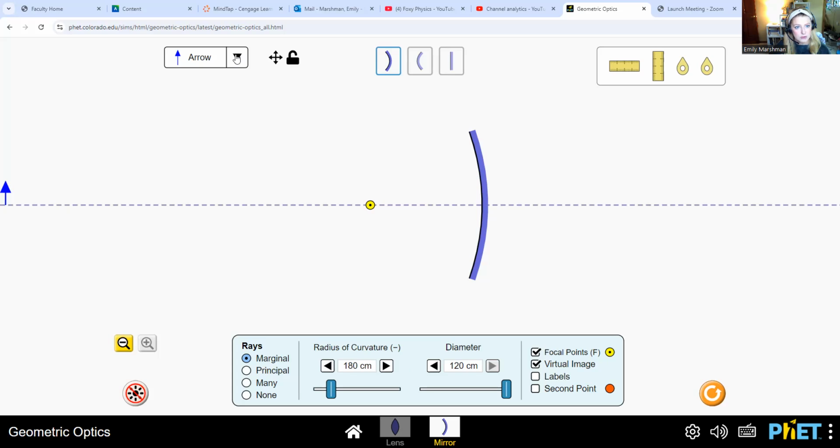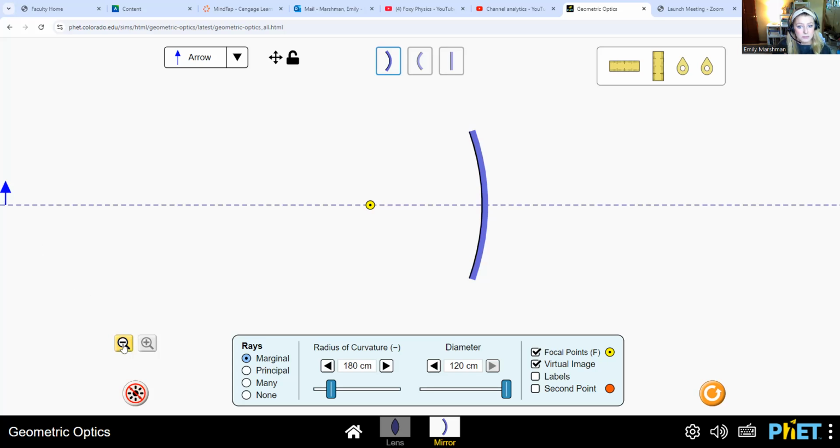And you can choose different objects to put in front of the mirror. I'm just going to choose arrow. And right now I have the light off because I want to show you what happens when we turn the light from the object on. Now the object doesn't have to be emitting its own light. It can be reflecting light from other sources. So this could be really anything sitting in front of a concave mirror.